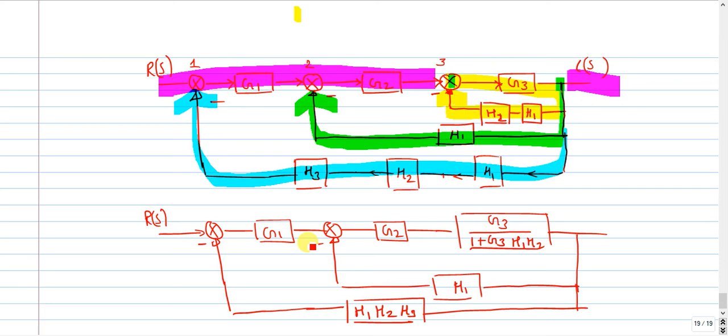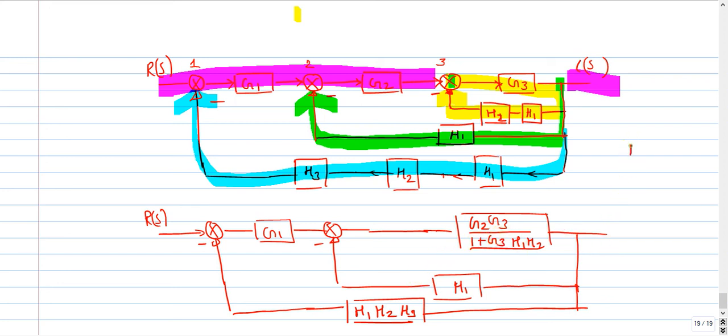Now you can find one more minor feedback. So you can cross multiply G2 within this block. So let me write the same. So G2. Both are in series, that is done. Now a minor feedback loop. So in forward path I have one block, in feedback one block, and this you can resolve. So follow the same technique.